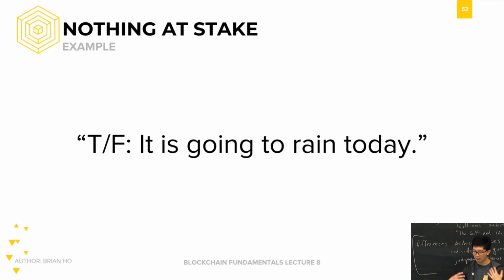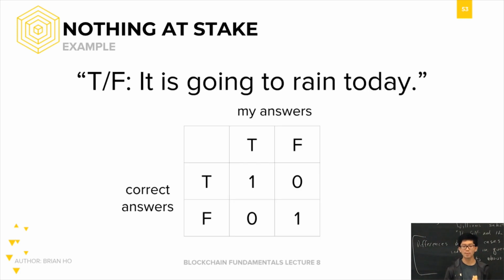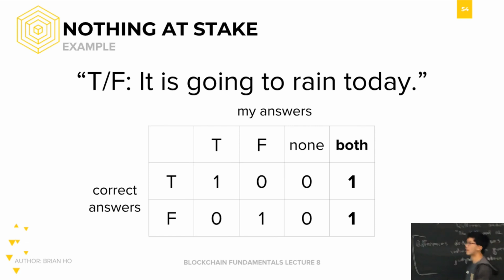But I'll create an example where I'm making a bet with you. Let's say if you can accurately guess if it's going to rain today, I'll give you $1. The way that I frame this scenario is that if you give me a correct response, I'll pay you $1, right? So you might think that the payoff matrix looks a little bit like this. If you answer correctly, you'll get $1. If you're clever enough, you might realize that if I'm paying for a correct answer, and you answered both true and false, I might actually pay you out $1 in both scenarios. So that's at a high level what the nothing at stake problem is. There's no consequence of voting for both answer choices, right?